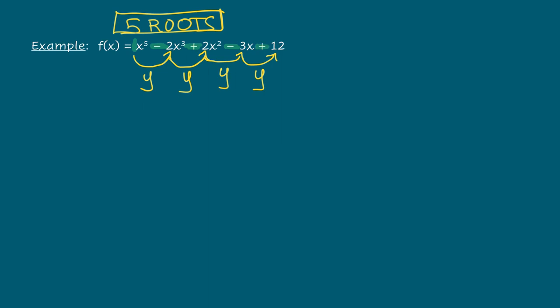So regarding my positive roots, I would say there are 1, 2, 3, 4 sign changes. I would say there are 4 or 2 or 0. So I keep subtracting 2 until I get to 0 or 1, but because I started with an even number, I'm going to end up with 0. So there are 4 or 2 or 0 positive real zeros.